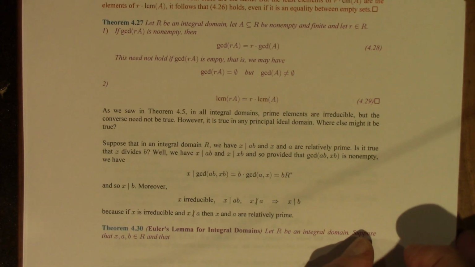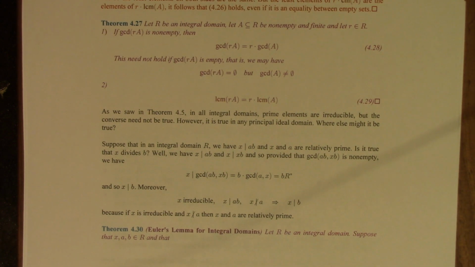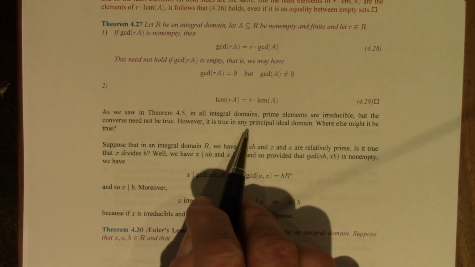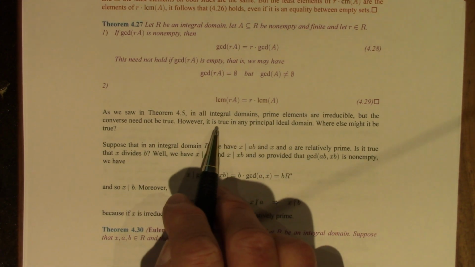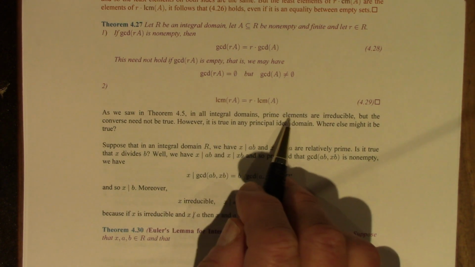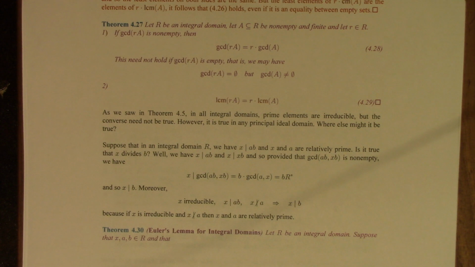This is why sometimes in the realm of integers, prime elements are identified as irreducible. They have no factors other than one and themselves, positive and negative one and themselves. In any case, where else might it be true that prime and irreducible are equivalent concepts?